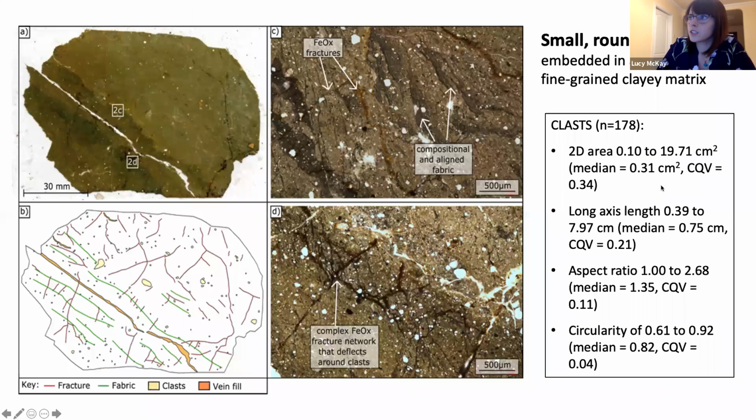My thin section observations reveal that the green gouge consists of small rounded clasts embedded in a fine-grained clay matrix. I did some analysis of all the clast sizes and shapes, which are the numbers here, but I'm not going to go into detail about how they were derived. All we need to really remember is that they're small, very small, rounded clasts.